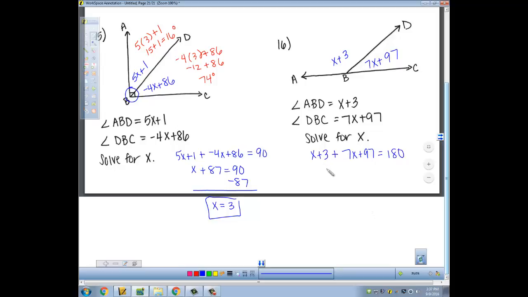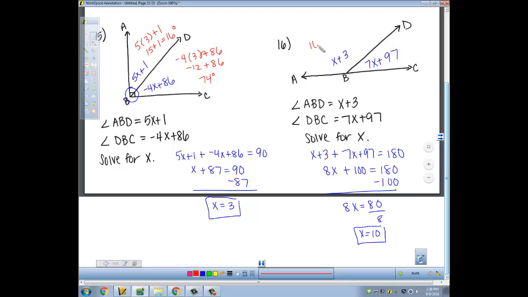X plus 7x is 8x. 3 plus 97 is 100. Subtract 100 to get 8x equals 80. Divide by 8 to get x equals 10. So then again, if he wanted to know these angles, which I did a very bad job with these, just goes to show that things are not drawn to scale like he says.